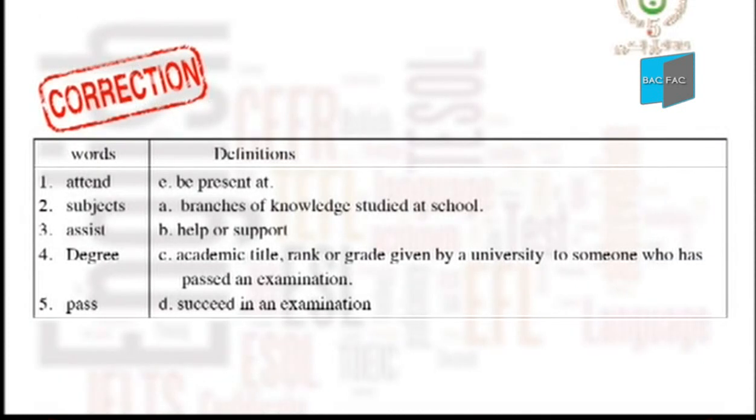To attend is to be present at. Good. Subjects are branches of knowledge studied at school, okay? The third one, assist, which is to help or support. Degree, academic title, rank, or grade given by a university to someone who has passed an examination. And the last one, which is a verb, to pass, is to succeed in an examination.